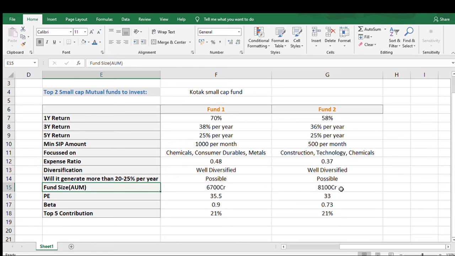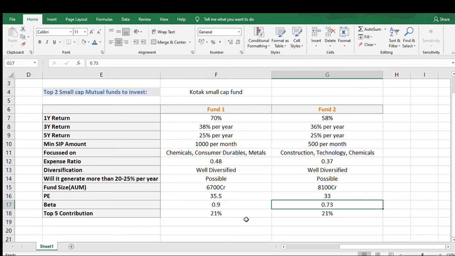Coming to the PE, price to earnings ratio, Fund 1 has 35.5 and Fund 2 has 33 PE. So this is the standard one. So this is also a positive. Coming to the beta, how volatile the mutual fund is, it is 0.9 and 0.73. These are very low volatile mutual funds. So the price fluctuation is very low. So this is also a good factor to consider.